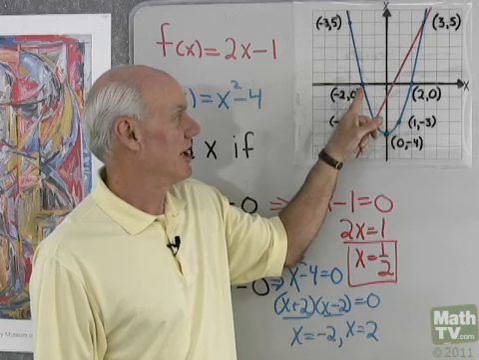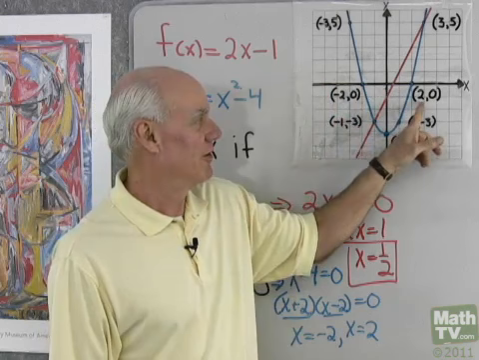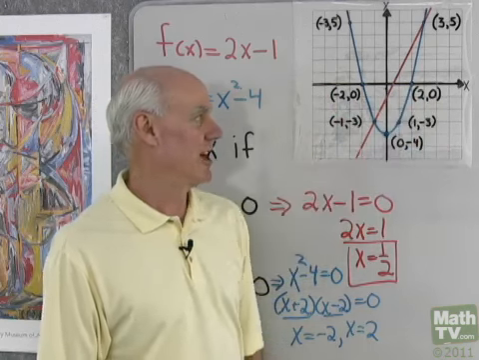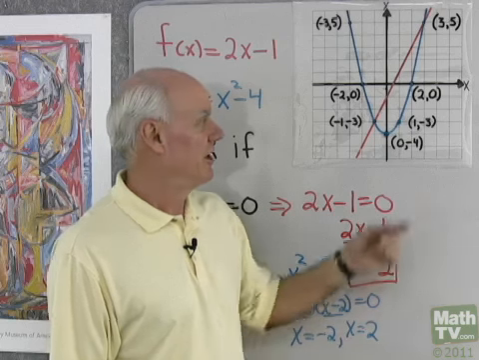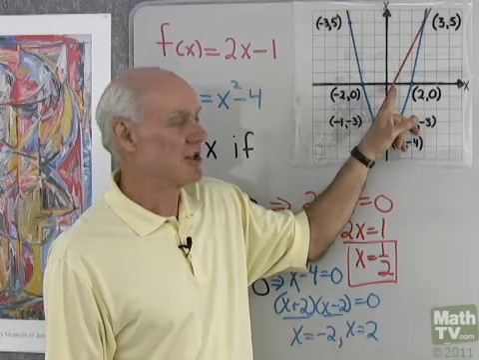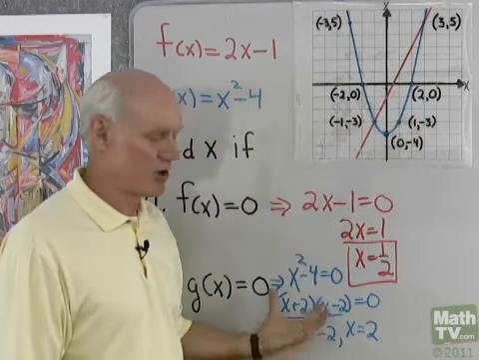When x is equal to -2, y is equal to 0 because we cross the x-axis. And over here the same thing. When x is equal to 2, y is equal to 0. That means that that point is on the x-axis. So the x-intercept here is 2. The x-intercept here is -2. The x-intercept for the red graph is x equal to 1/2. Okay, I'm going to erase the board and try another problem here.